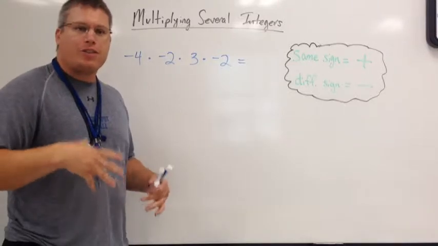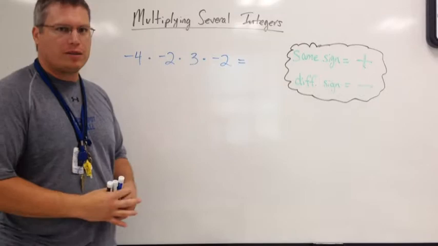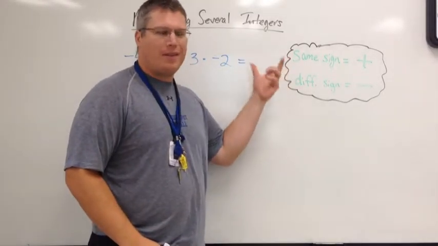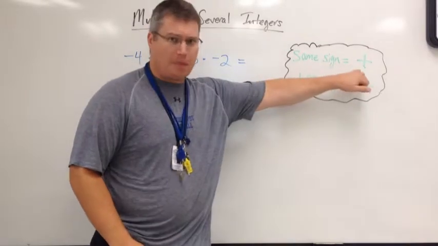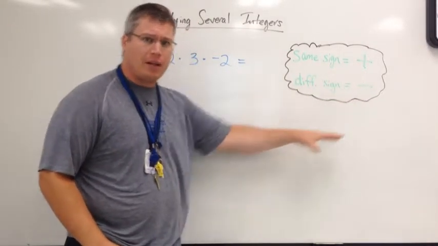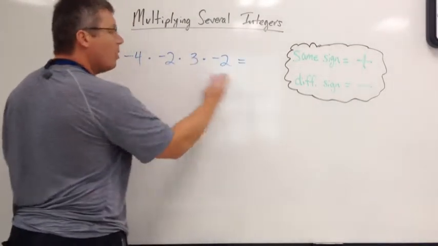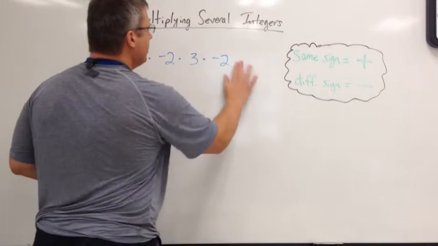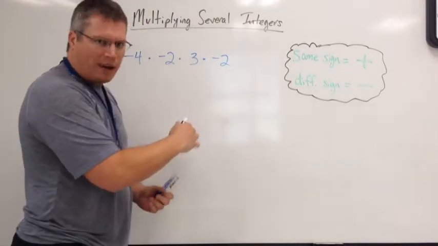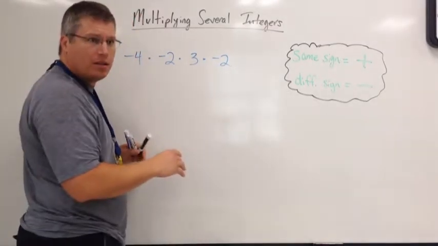I want to take a second and just make a quick note on when you're multiplying several integers at once. If you think back to your rules, if they're the same sign, my answer is going to be a positive. If they're different signs, my answer is going to be a negative. And what happens is, kids will look at a problem like this where there's multiple integers at once and say, I'm going to multiply them, and then they apply the rule right away, and they look and say, are all of these the same sign?